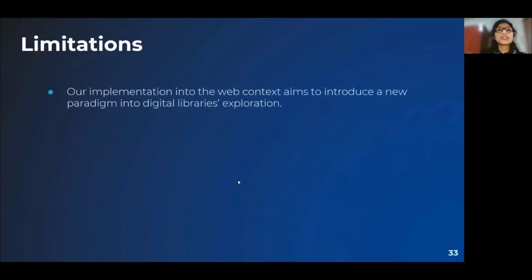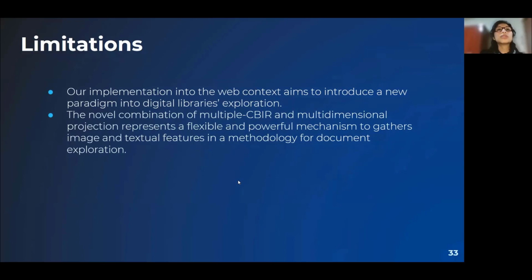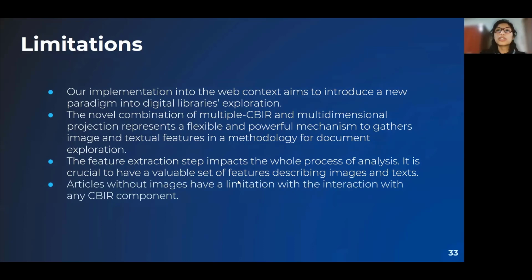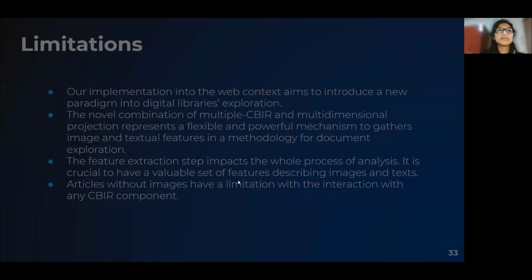Limitations. Implementation into the web context aims to introduce a new paradigm into digital library exploration. The novel combination of multiple CBIR and multidimensional projection represents a flexible and powerful mechanism to gather image and textual features into a methodology for document exploration. The feature extraction step impacts the whole process of analysis. It is crucial to have a valuable set of features describing images and text. Therefore, articles without images have a limitation in interaction with any CBIR component.